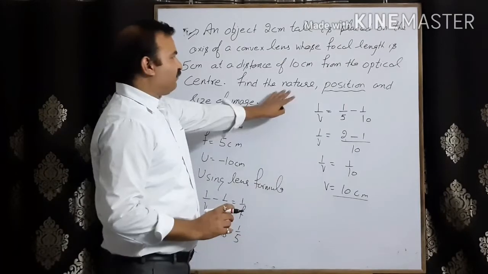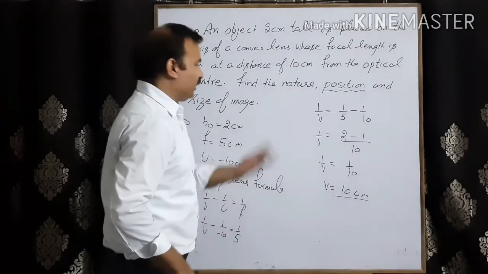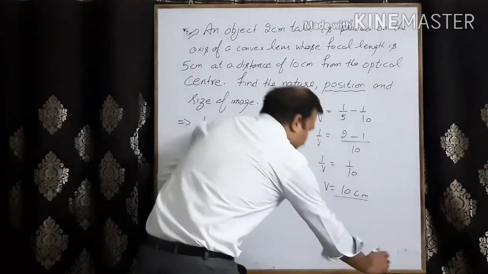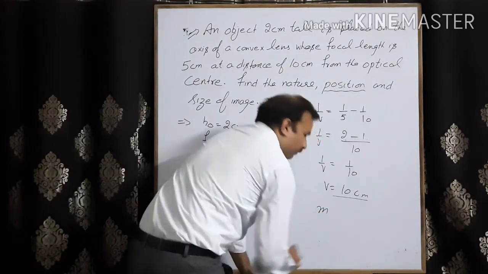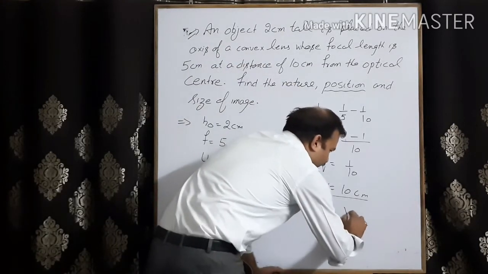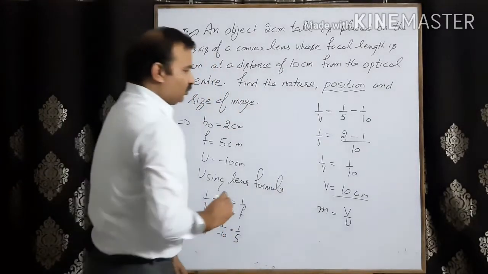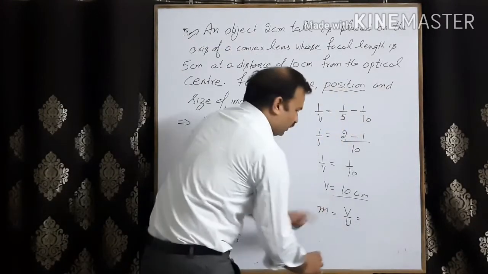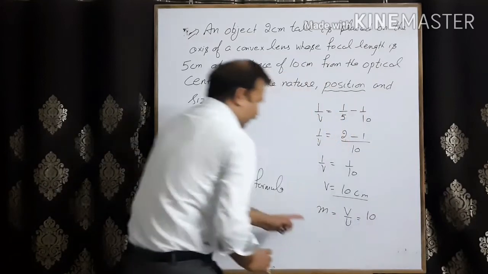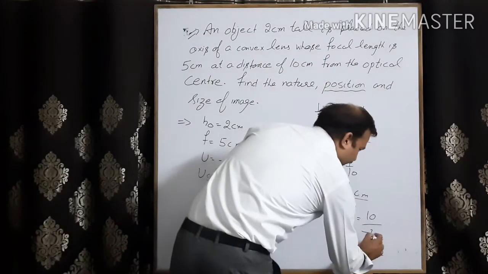Next we have to find the nature of the image. For nature, we will find the magnification. We know the formula for the magnification, that is m is equal to v by u. Here v is 10, and u is minus 10, so 10 upon minus 10.